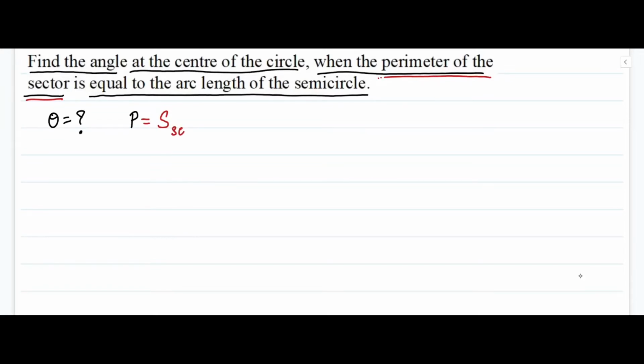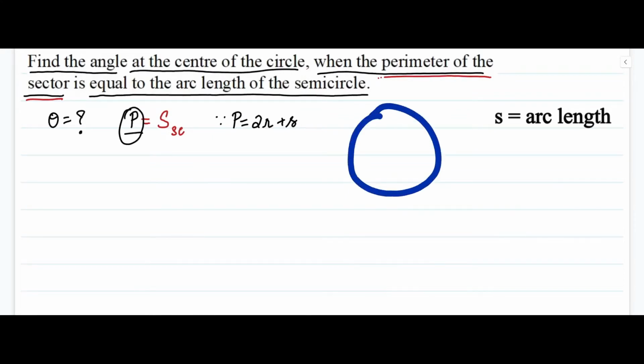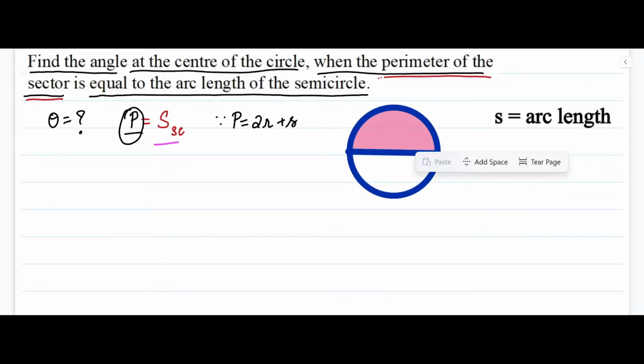We have a standard formula for the perimeter of any given sector. For all sectors, the perimeter is equal to 2R plus S. Next, they have given that this perimeter is equal to the arc length of the semicircle. Let this be our circle, and let us divide it into half. Let this portion be our semicircle. The arc length of the semicircle is nothing but this portion.